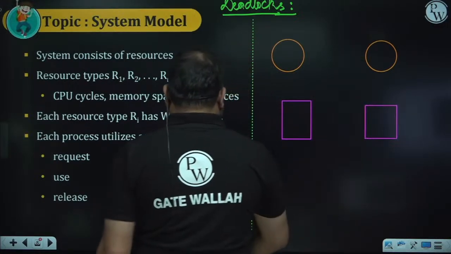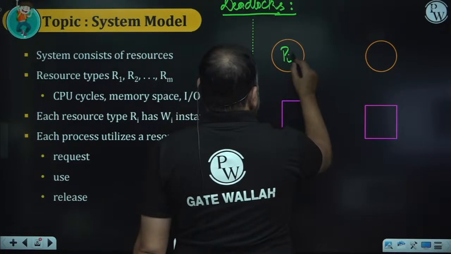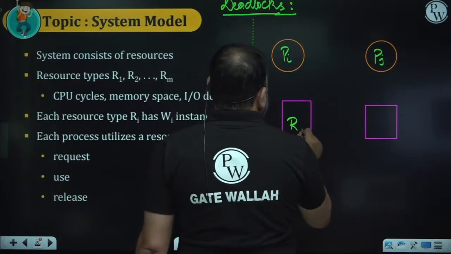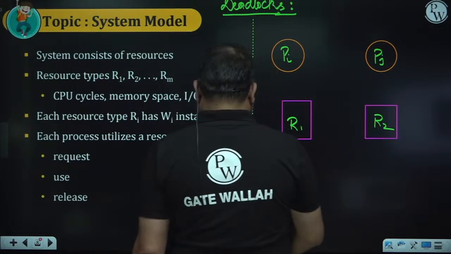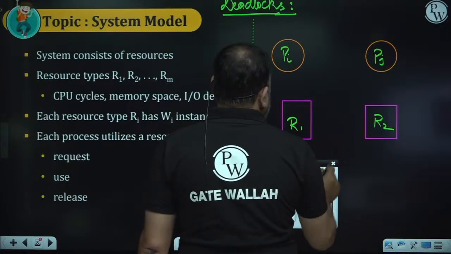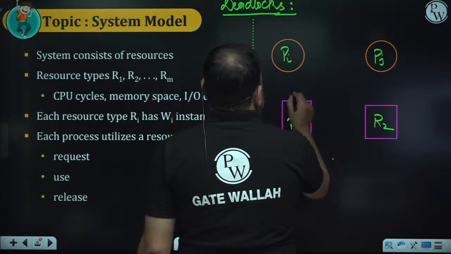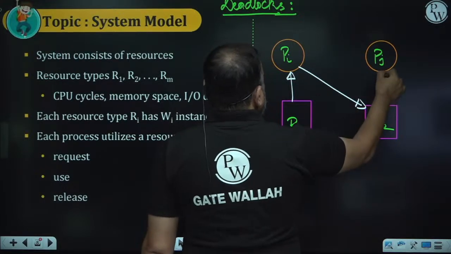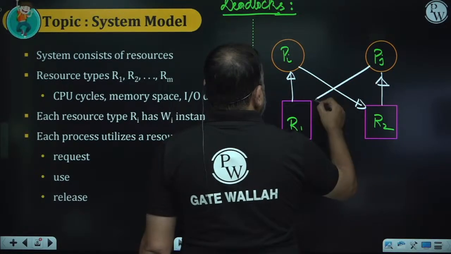Resources could be hardware or software. So this is process PI, this is process PJ, right? These are some resource R1 and resource R2. Let's say process PI is holding resource R1 and waiting for resource R2. PJ is holding resource R2 and waiting for resource R1.